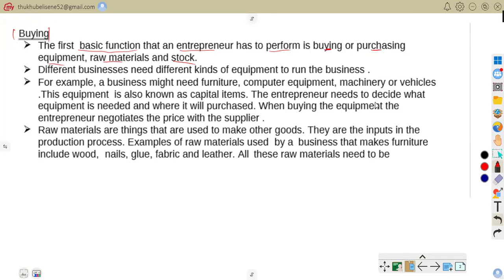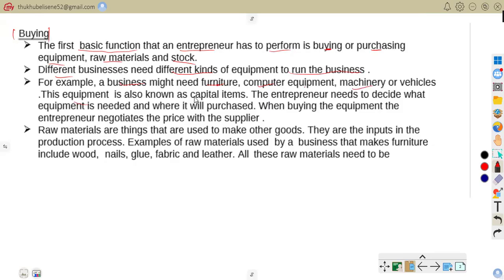So entrepreneurs buy equipment needed to operate what? The business. A bakery buys ovens, mixers, and baking trays for the business to run. Different businesses need different kinds of equipment to run. If you are in the bakery business, you're going to buy the ovens, mixers, baking trays, and all of those things. For example, a business might need furniture, computers, equipment, machinery, or vehicles.